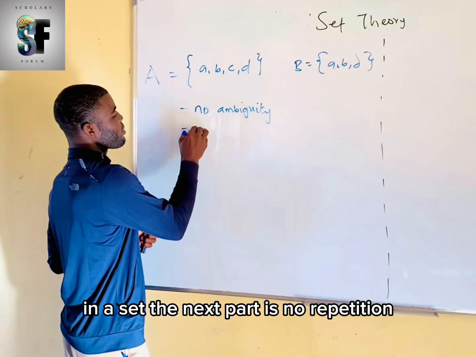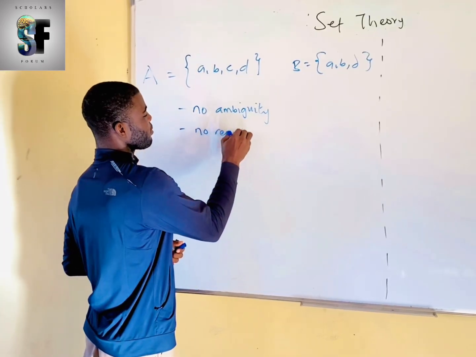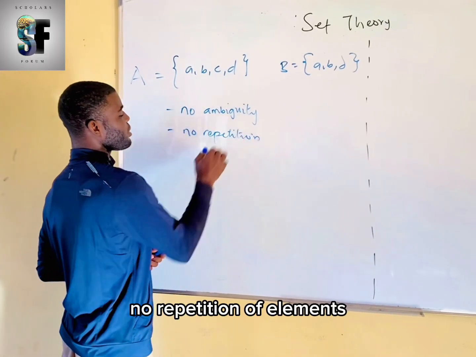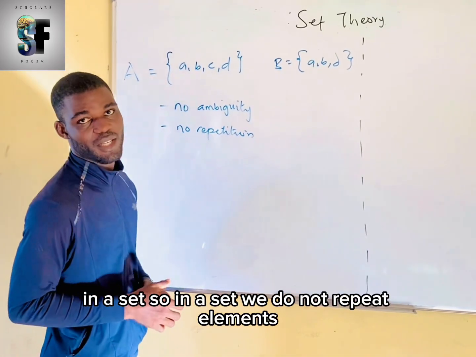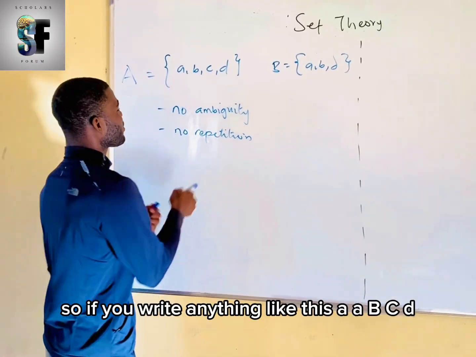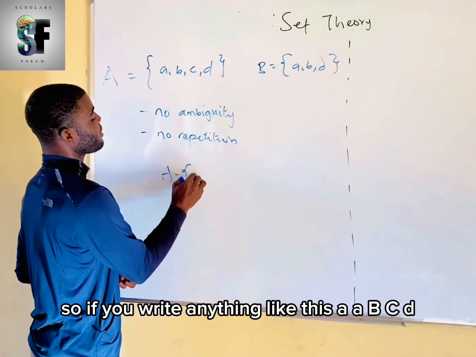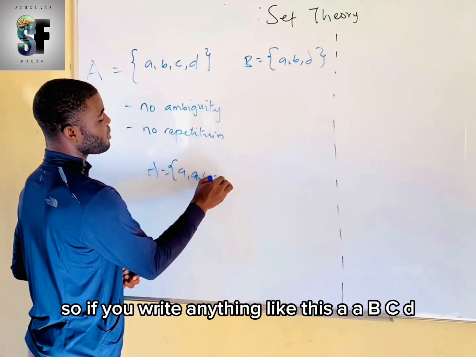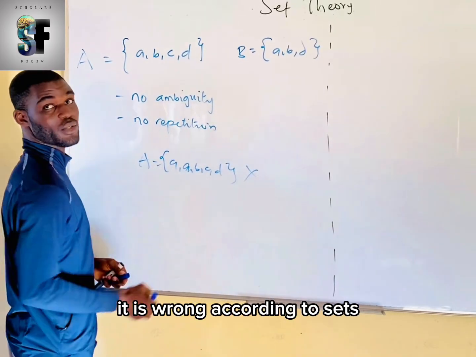The next part is no repetition. No repetition of elements in a set. So in a set, we do not repeat elements. If you write anything like A, A, B, C, D, it is wrong according to sets.